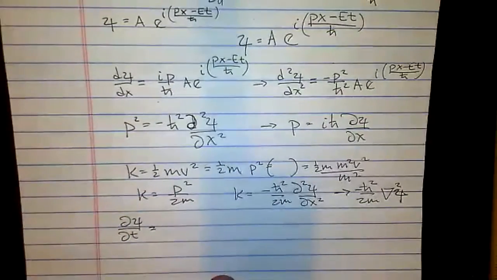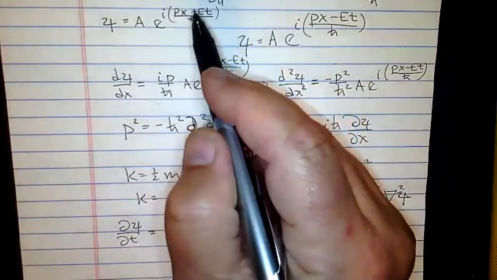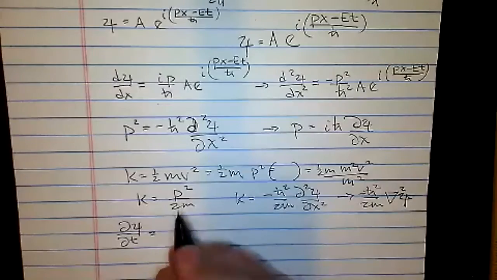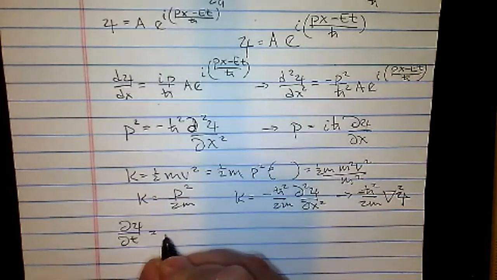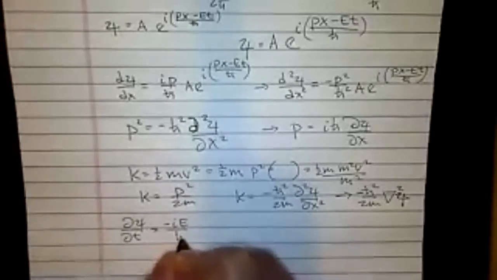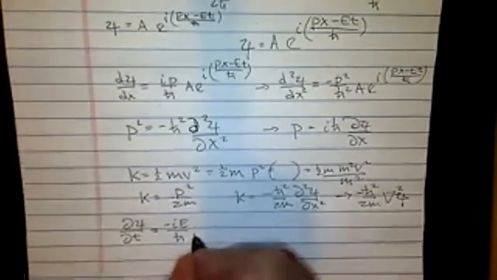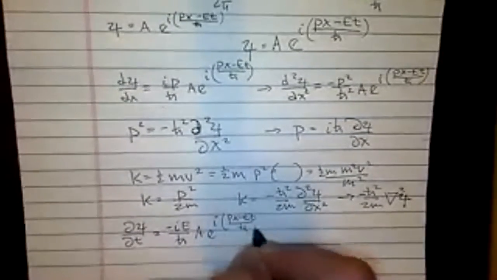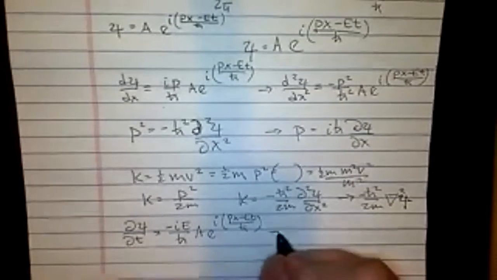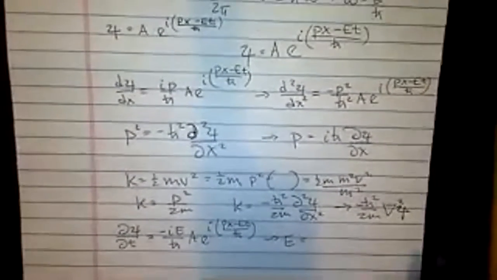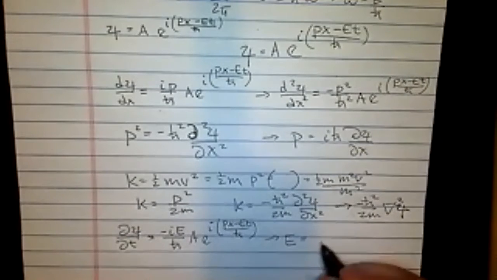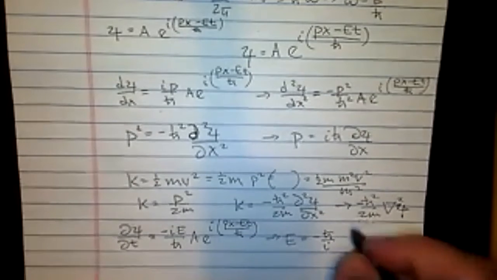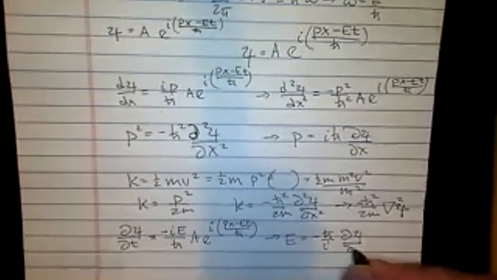So when I take the derivative of that with respect to time, I'm going to get negative iE over h bar times A e to the i(px minus Et)/h bar, just like that. So the first derivative is negative iE over h bar times the original wave. And from this, you can see, oh wait a minute, maybe we should recognize E as negative h bar over i times partial psi with respect to t.